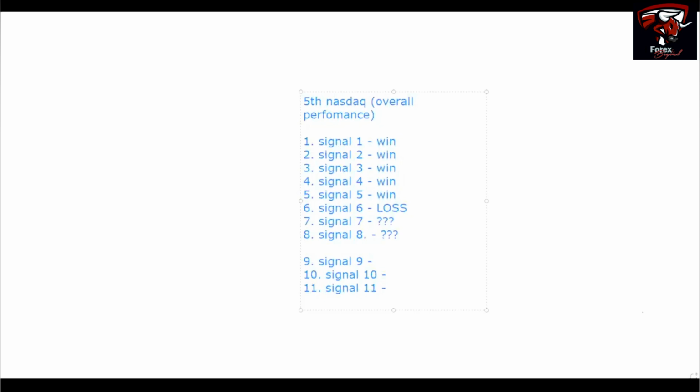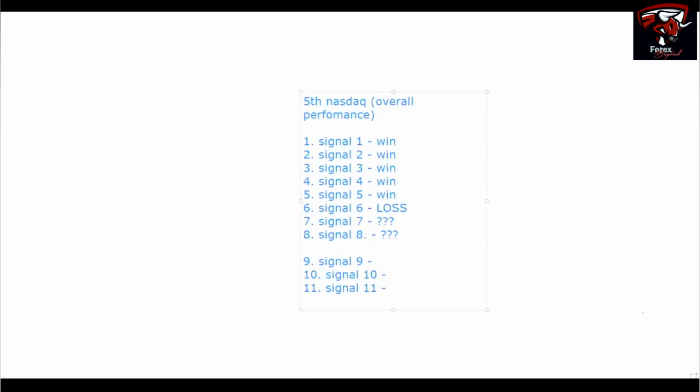Sharp. Signal 1, it's a win. They were happy. 2, win, happy. 3, win, happy. 4, win, happy. 5, win, happy. Yesterday, number 6, it's a loss, our first loss. Today's signal, which is number 7, I'm predicting it's a win because I'm a winner. I believe everything I do is a win. It should be a win. The last one should be a win.